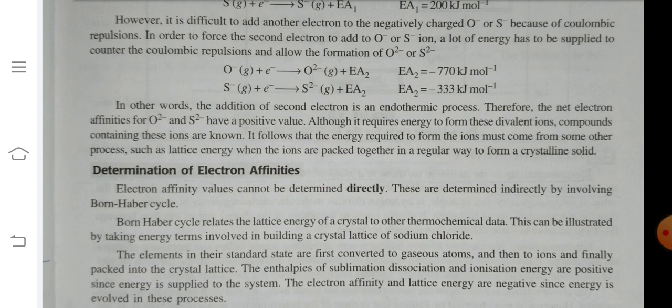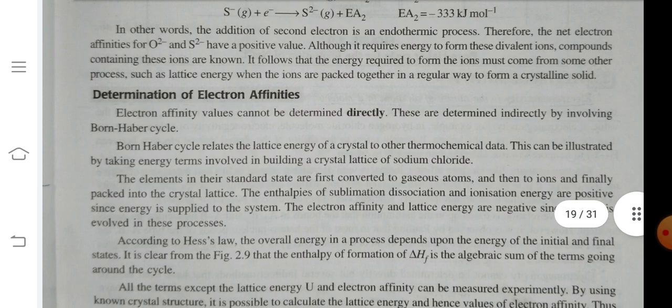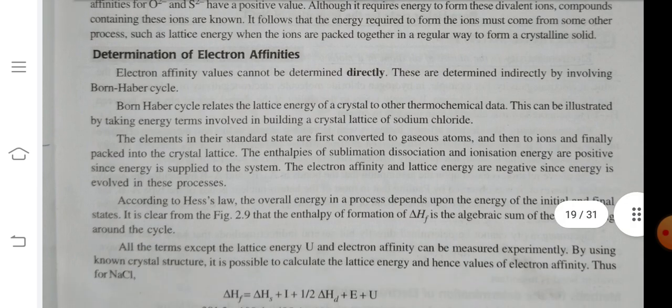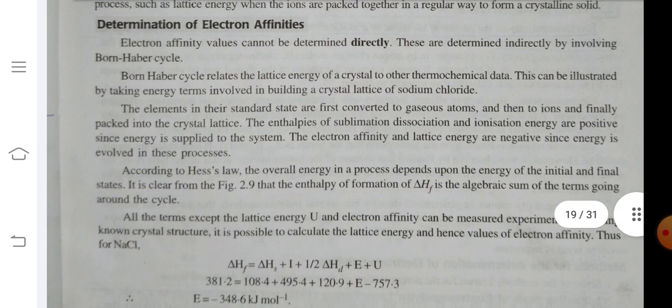Therefore, the net electron affinities for O²⁻ and S²⁻ have a positive value, although it requires energy to form these divalent ions. Compounds containing these ions are known. It follows that the energy required to form the ions must come from some other process, such as lattice energy, where the ions are packed together in a regular way to form a crystalline solid.